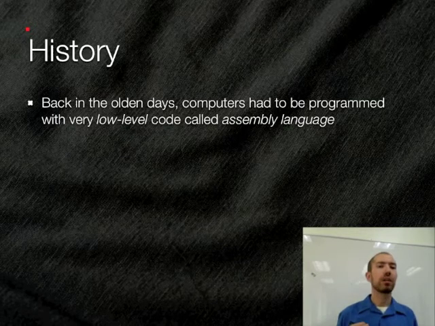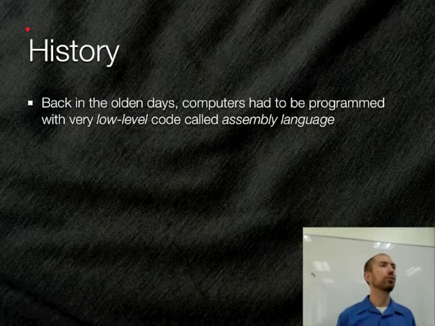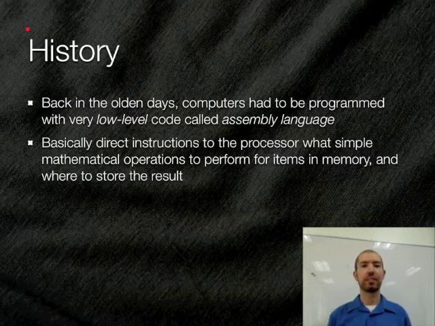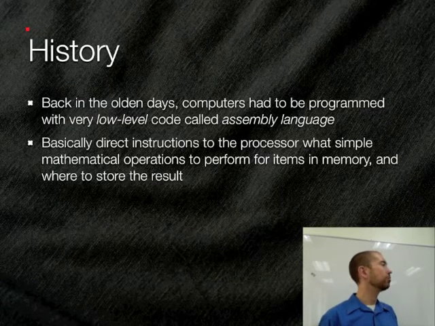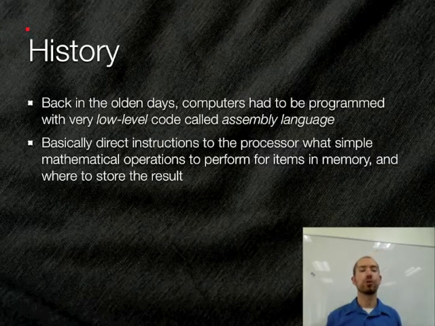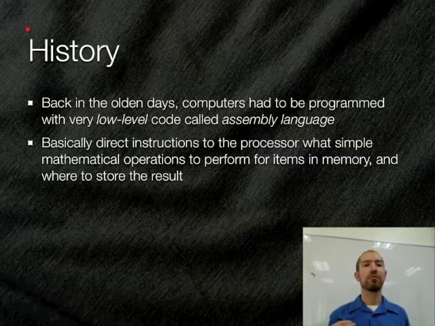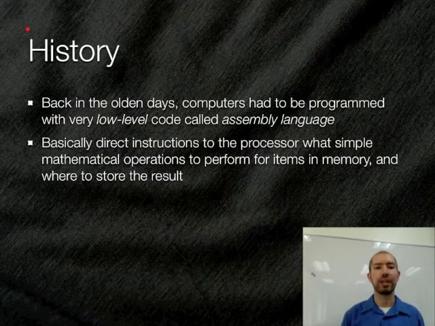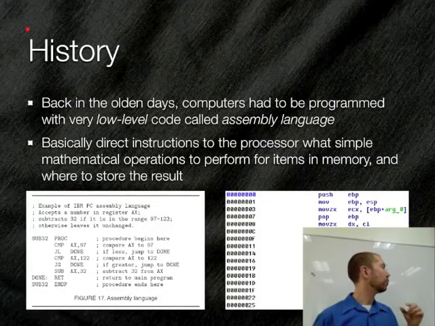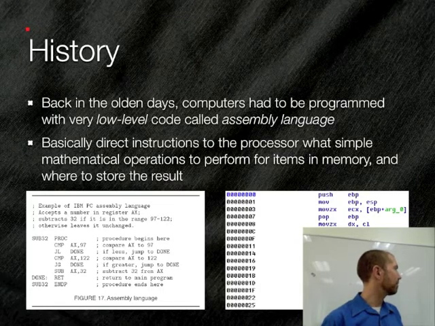So by low level, I mean basically that this computer language is not so close to human speech, right? It's closer to the way the CPU actually operates. So assembly language, or assembly code, as you sometimes see it called, it's basically direct instructions to the processor which particular operations to have the processor do for certain items in memory and where to put the result, right? So you're basically, line by line, telling the CPU what values to look at, what to do with them, and so forth. So there are different assembly languages for different processors.